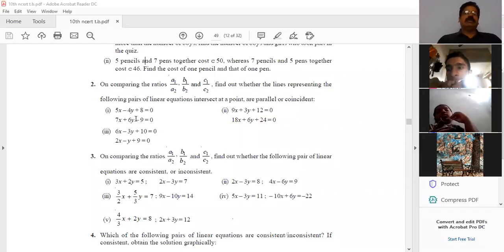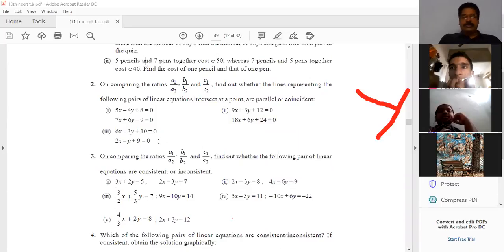The first one is consistent equations, we can solve. The second one is consistent but dependent; also you need not solve, just say consistent. But the third one, you need not solve; inconsistent only.